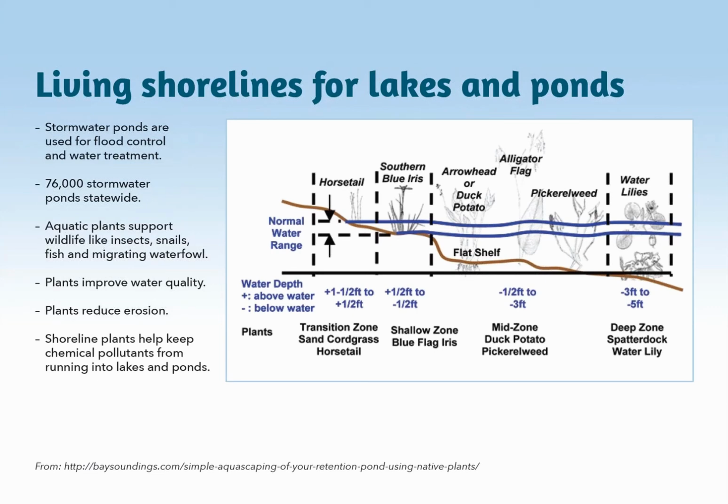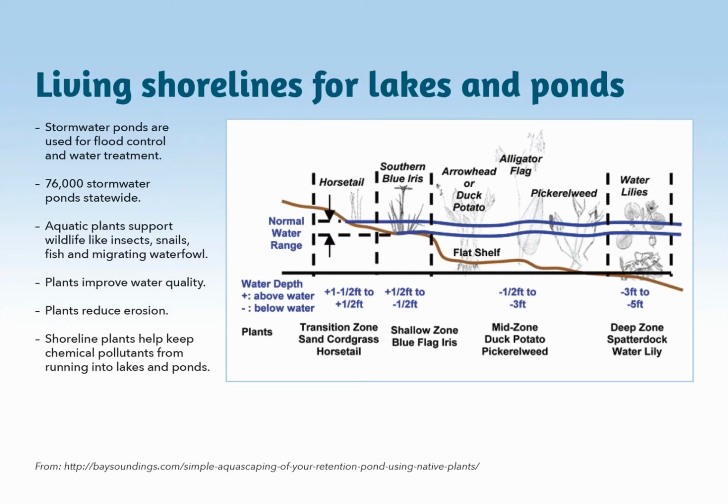And I found this number, and I was just astounded by it, and I don't know what year this was, but 76,000 stormwater ponds statewide. I think it's a fairly recent number from a U.S. study. That's kind of amazing. These stormwater ponds were used for flood control and water treatment, but they're in a lot of HOAs, and many times what you see is these things with grass going right down to the edge of the pond.